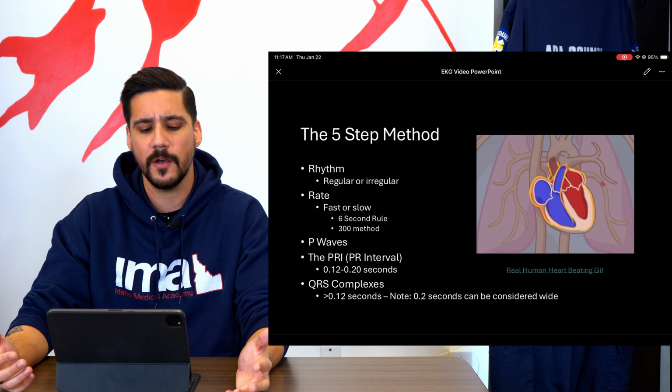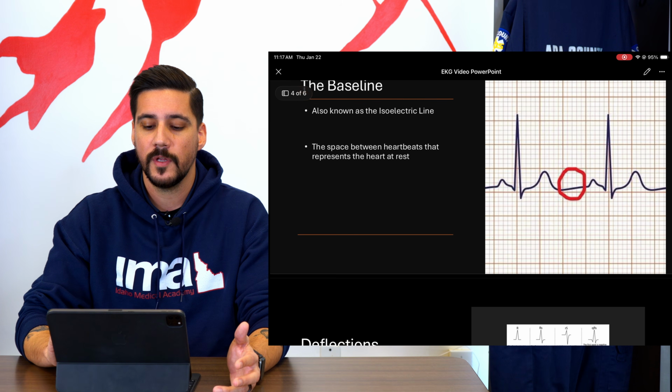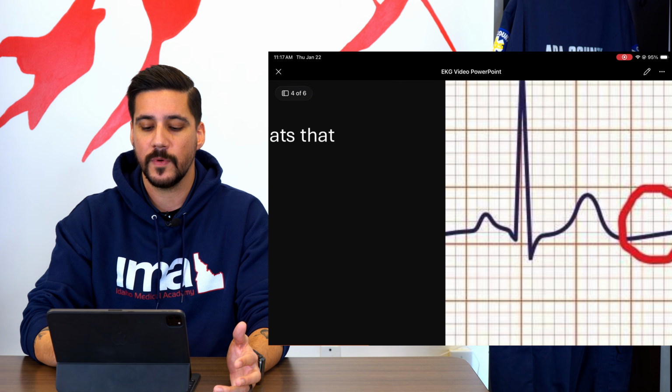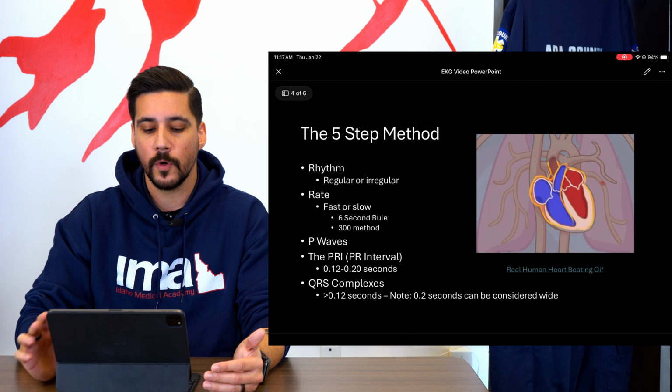Now the next thing, the PRI, or the PR interval. All that's referring to is the space in between the P wave, the first bump, and that QRS complex, okay? Now usually we like this to be at a fairly normal time frame.